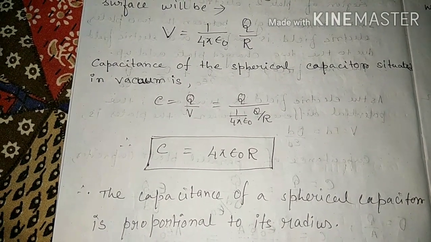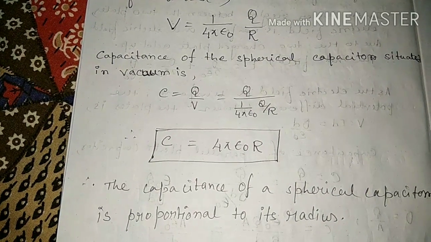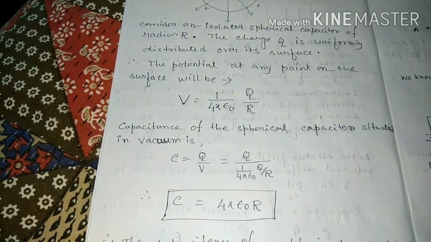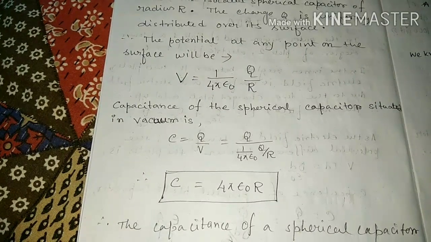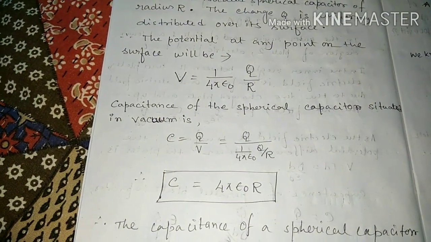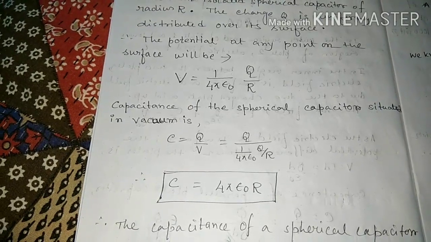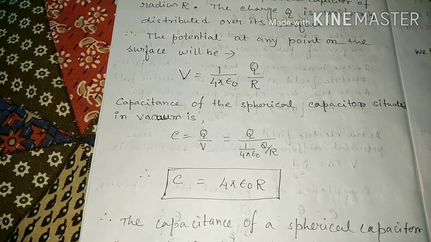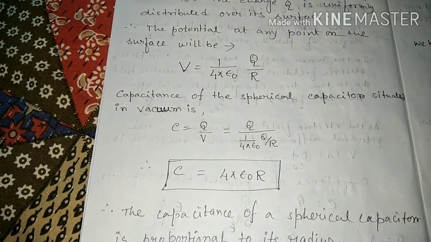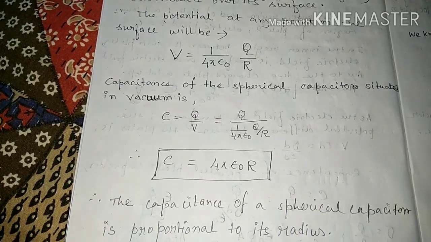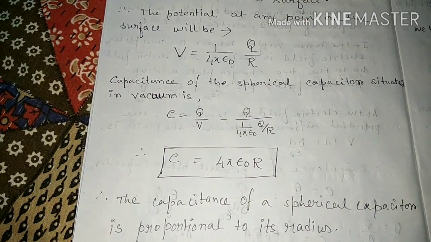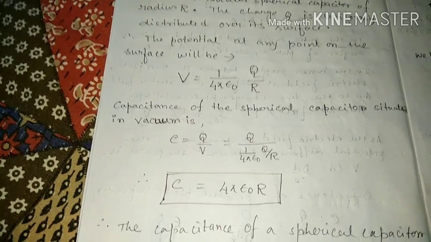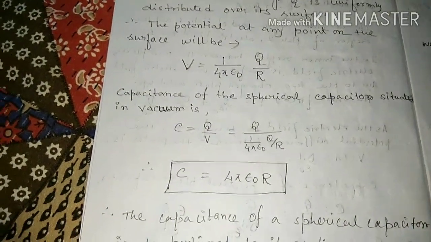R. What is epsilon naught? It is the permittivity of the medium. R is the radius of the conductor. From this expression we can conclude that if the radius of a spherical conductor increases, the capacitance, that means the ability to store electric charges, also increases. If the radius of the conductor decreases, then the capacitance also decreases. Clear? So for an isolated spherical conductor, capacitance is 4 pi epsilon naught into R.